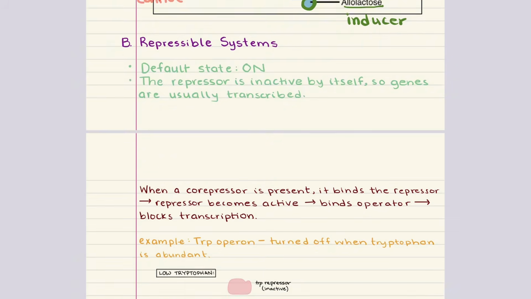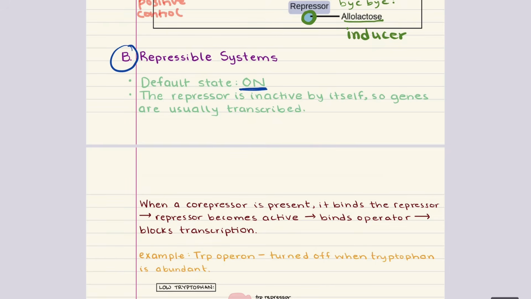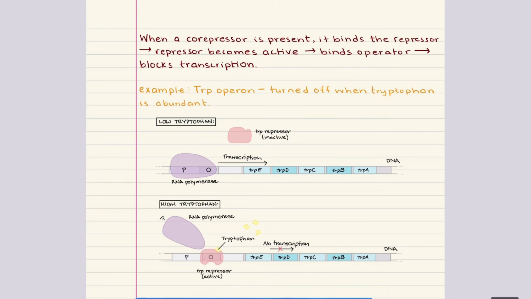Now, what about repressible systems? In a repressible system, the default state is actually on. So the genes are usually being transcribed and expressed. However, under certain conditions, the system can be turned off. And here's how that works. So in the absence of a signal, the repressor protein is inactive, so it can't bind to the operator. What that means is that RNA polymerase is free to transcribe the structural genes.